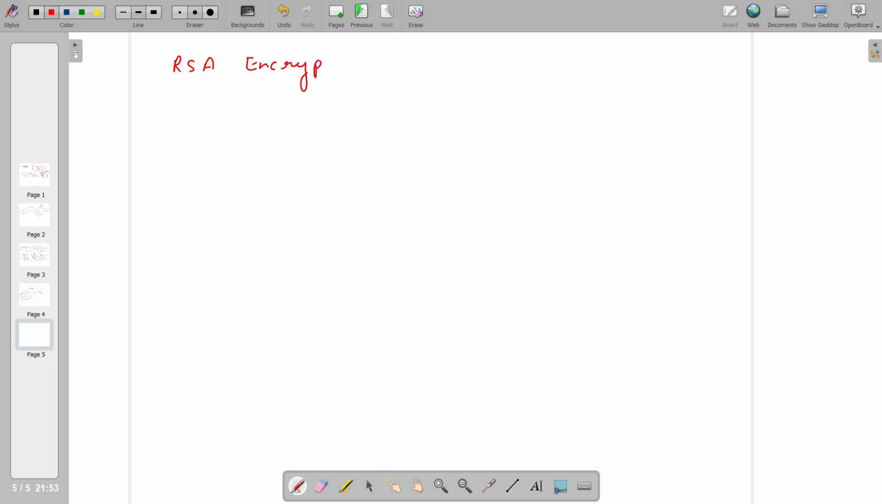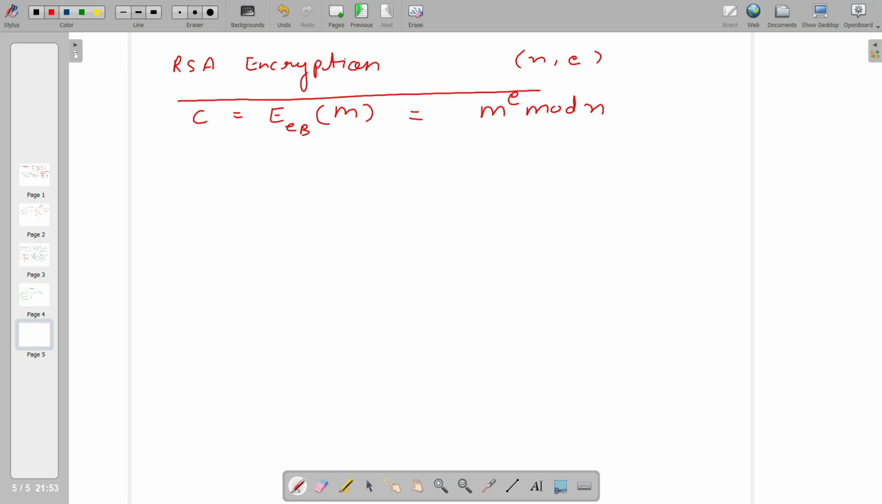So RSA encryption says the ciphertext C is equal to encryption. We will generate it with the encryption key, or public key, of Bob, and the message is M. It will be M to the power E mod n, because the public key of Bob consists of n comma E. So this is RSA encryption, M to the power E mod n. Similarly, what is RSA decryption?